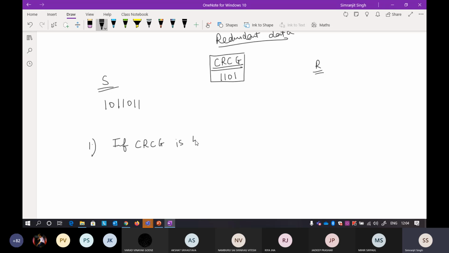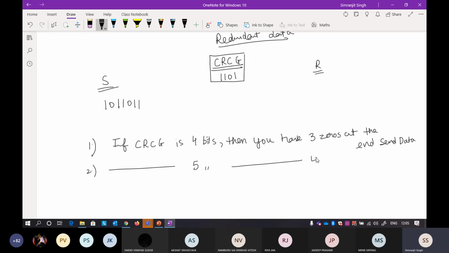Suppose the CRC generator is 4 bits, as in this case. Then you have to add 3 zeros at the end of the sender's data. Don't forget about it. If the CRC generator is 4 bits, you add 3 zeros. If the CRC generator is 5 bits, you add 4 zeros at the end of the sender's data. If the CRC generator is n bits, then you add n minus 1 zeros at the end of the sender's data.